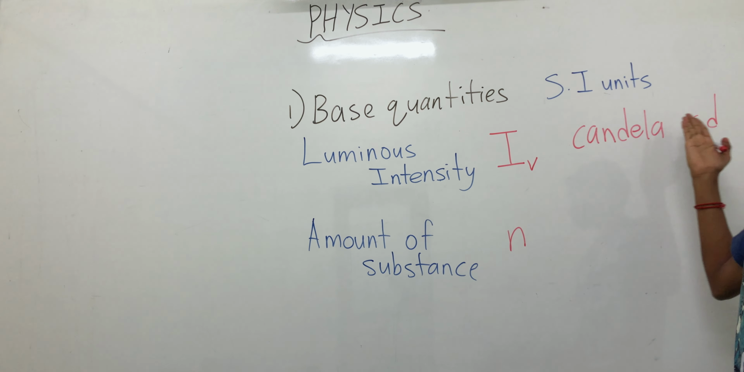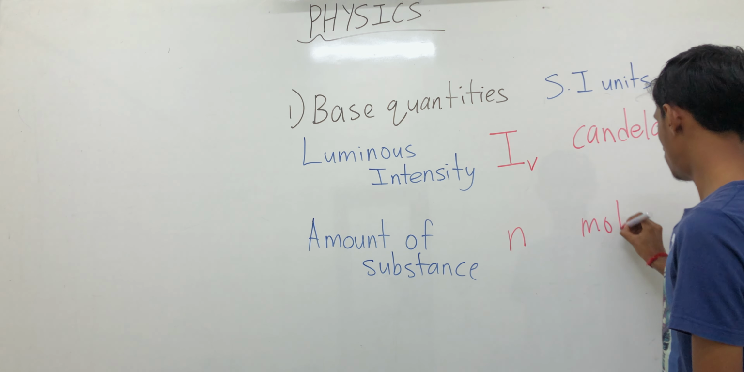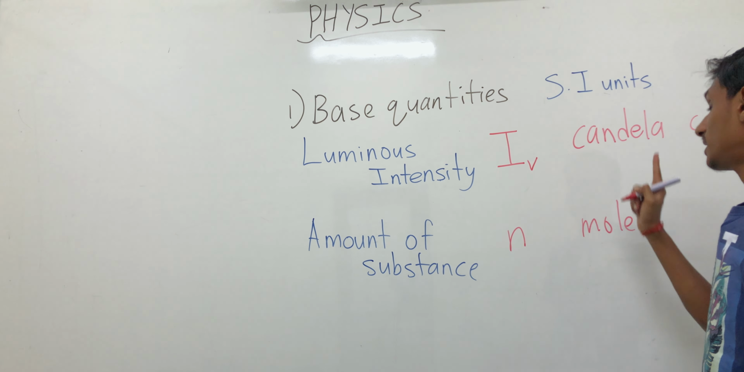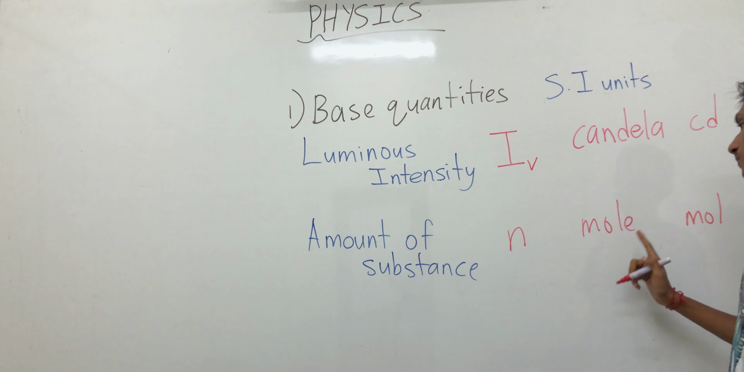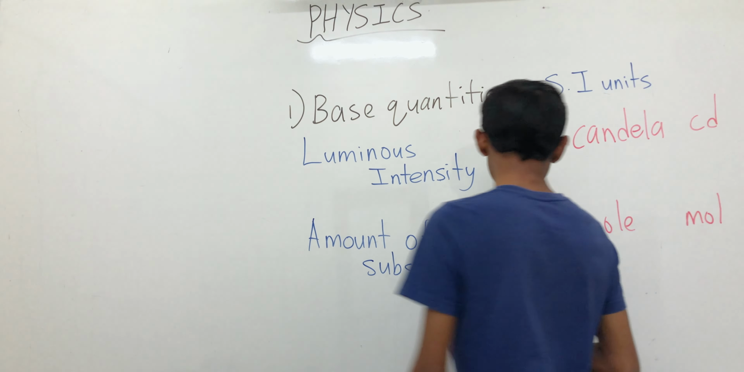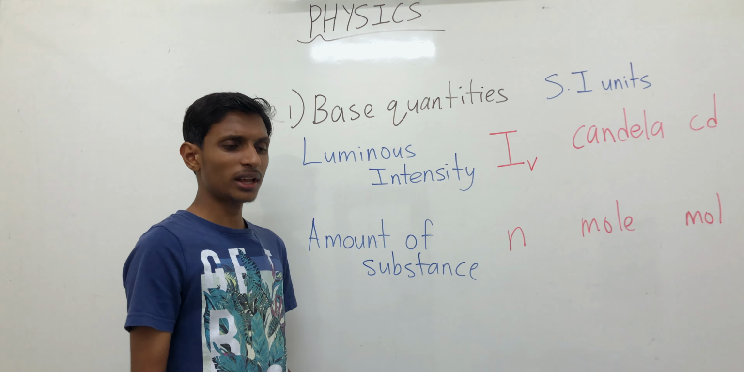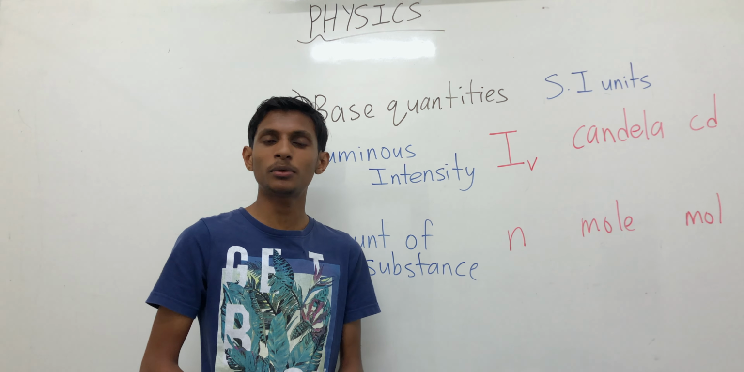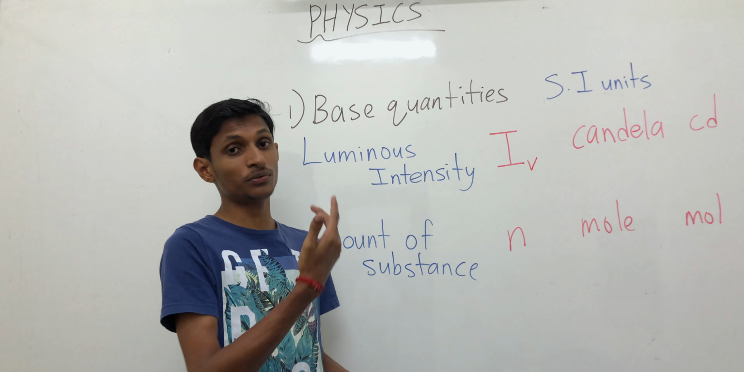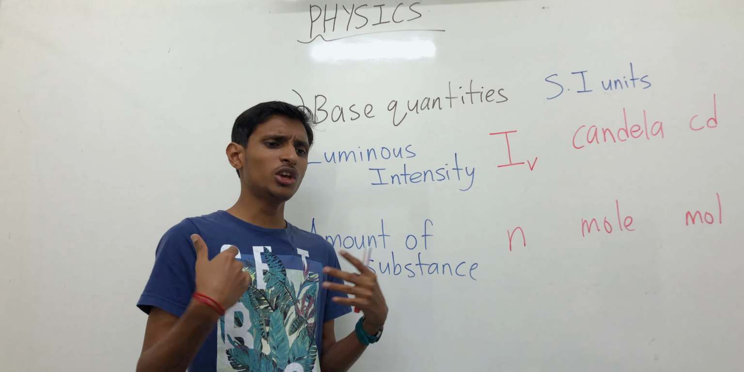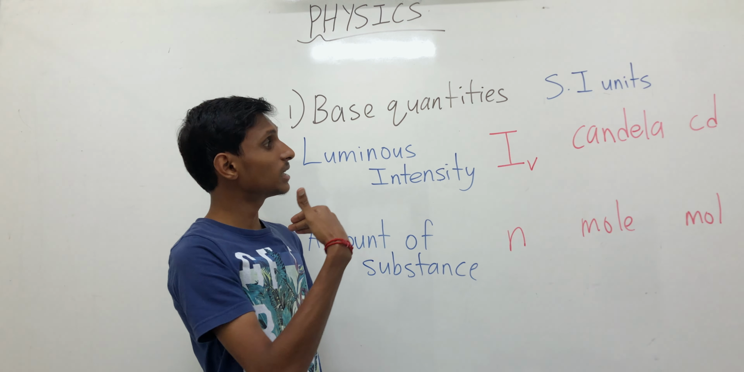C and D, CD. For amount of substance, it's pretty easy. It's mole. This is the SI unit. Now the symbol is MOL, without the E. Now this is all that is. Don't try to memorize it, try to understand. Do 5 or 10 questions or maybe 15 questions related to this chapter, especially for the base quantities and also derived quantities, and you can get the idea and automatically memorize these SI units.